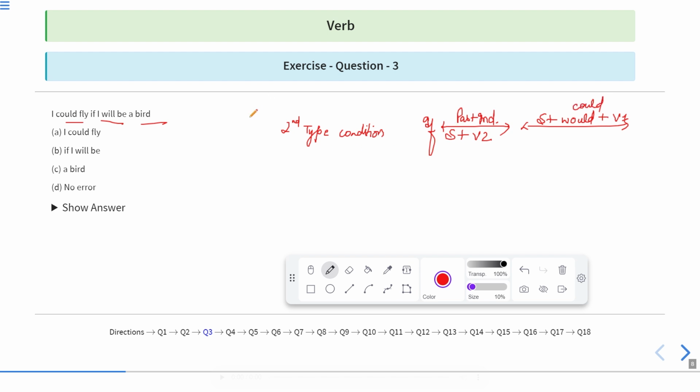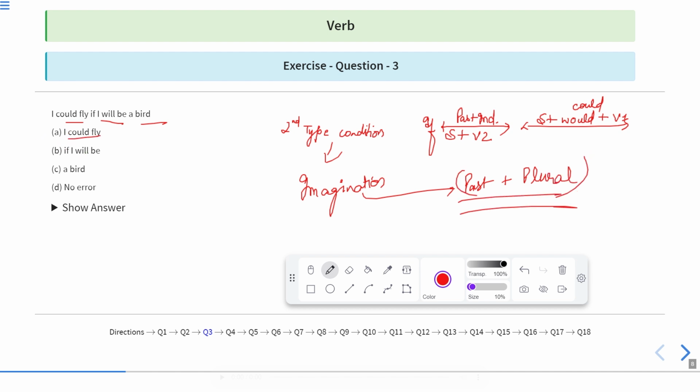Now, the type 2 condition is used when the situation is imaginary. So this is just an imagination. Now, if I say I could fly if I will be a bird, this is just an imagination. Obviously, this is a hypothetical situation, something which cannot happen. This is impossible to happen. But I'm just assuming that if I were a bird, so in that case we can only use past plus plural form. In the case of imagination, we only write past plus plural form. This is the mandatory part.